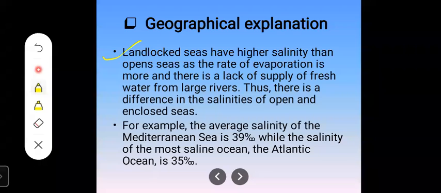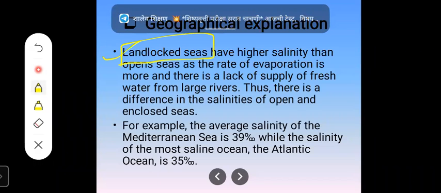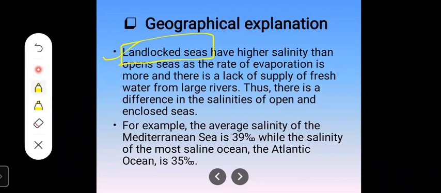Now here, what happened? Now we have learned the landlocked seas also. Landlocked seas means what? Which is the sea that is completely surrounded by the land. That is known as a landlocked sea. And they have higher salinity than open seas, as the rate of evaporation is more and there is a lack of supply of fresh water from large rivers. Thus, there is a difference in the salinities of open and enclosed sea.